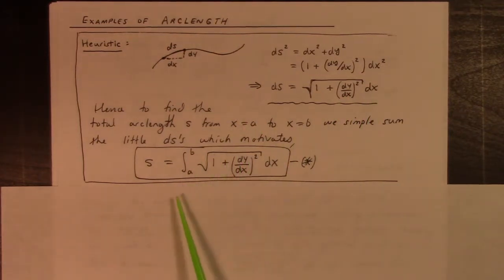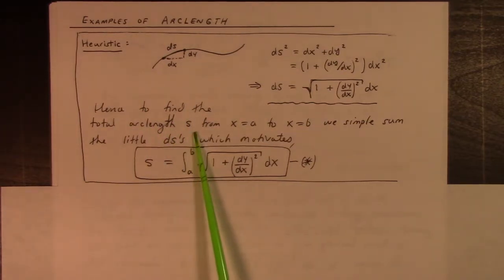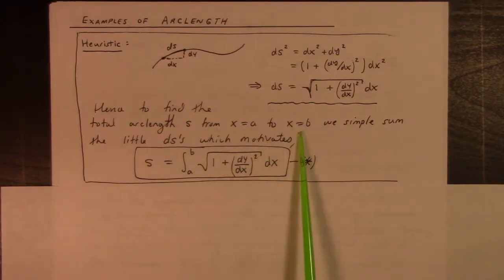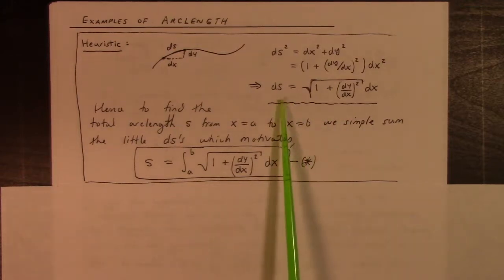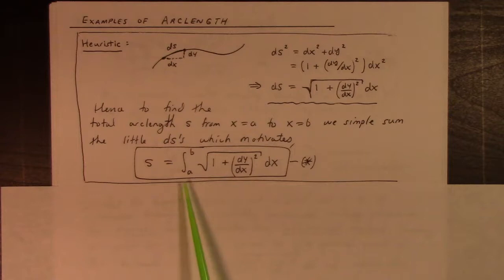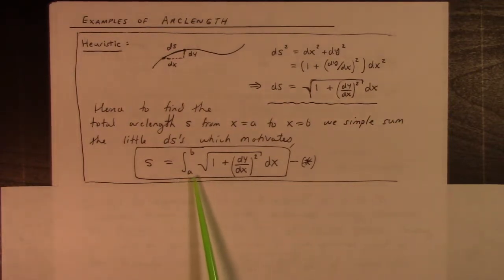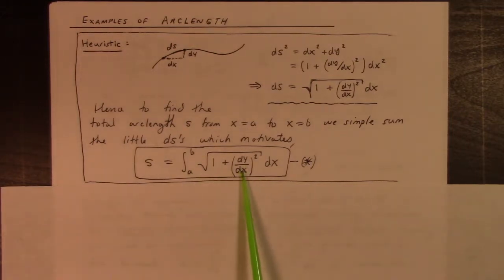So to find the total arc length from x equals a to x equals b, we simply add up the little arc lengths, the little ds's, which motivates this being the arc length of the curve. So we integrate from a to b the square root of 1 plus the derivative squared dx.